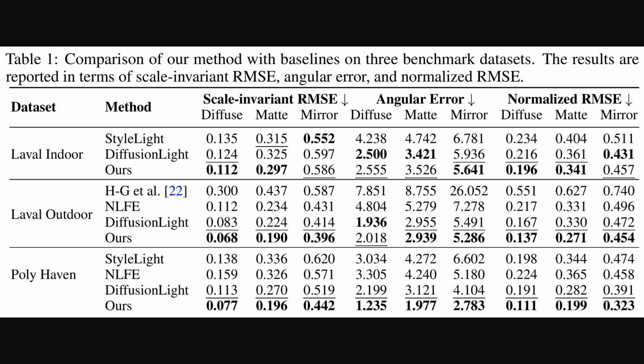Alright, the previous figure outlined the pipeline components. Table 1 compares methods across 3 datasets using scale invariant RMSE, angular error, and normalized RMSE, which together capture intensity accuracy, light direction, and overall reconstruction quality. The bolded rows show consistent gains. The method achieves the lowest errors on Laval Outdoor and Polyhaven, and matches or beats competitors on Laval Indoor despite no training on that set. These improvements matter because lower angular error means more accurate sun direction, so shadows and highlights align in renderings.